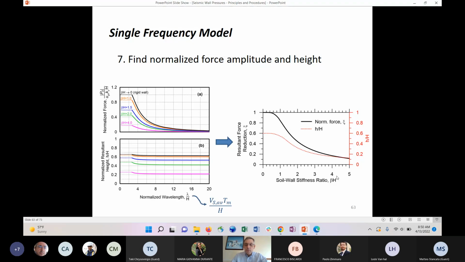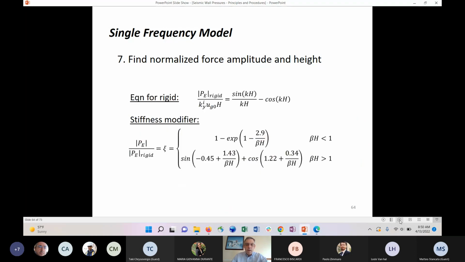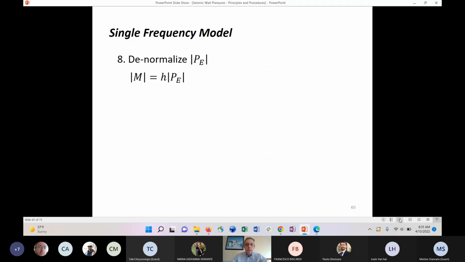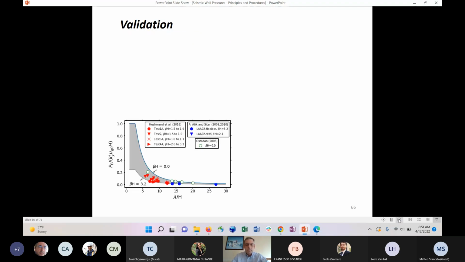which is a function of the beta h. So this is where the wall flexibility comes in, and we also have an equation for the resultant height. And these are the equations here. I won't take the time to go through them. Essentially, these modifiers are just curve fits, and this is the theoretical solution for the basic case. These are normalized quantities, so we can denormalize the pressure resultant and calculate the moment as given here. So this is all pretty easy to put into a spreadsheet and start to apply.